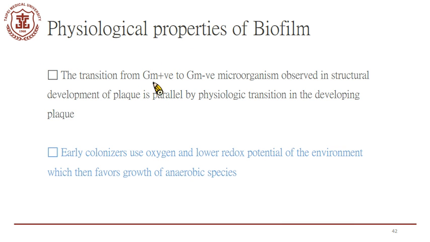So the transition from gram-positive to gram-negative microorganisms observed in the structural development of plaque is paralleled by a physiologic transition in the developing plaque. Early colonizers use oxygen and lower the redox potential of the environment, which then favors growth of anaerobic species. So this is what we have been saying all this presentation, from gram-positive to gram-negative. And the first colonizers use more oxygen, so they are aerobic, which all leads to anaerobic species later on.